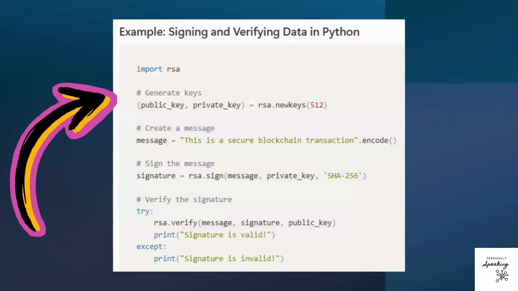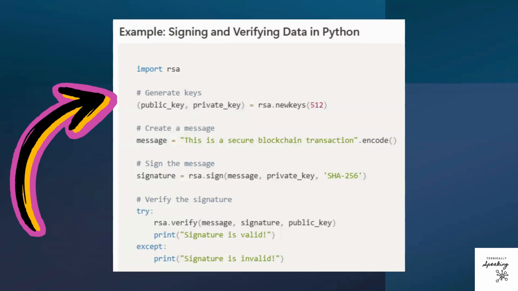Let's take a look at this example of signing and verifying data in Python. Let's go over this code. So we have import RSA. We're going to import the RSA library, and these are tools for public key cryptography using the RSA algorithm. We're going to generate keys, and this code right here just generates a pair of keys, a public key and a private key, which creates a 512-bit RSA key pair.